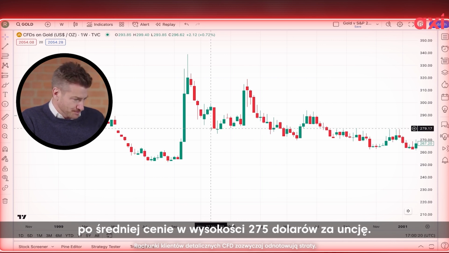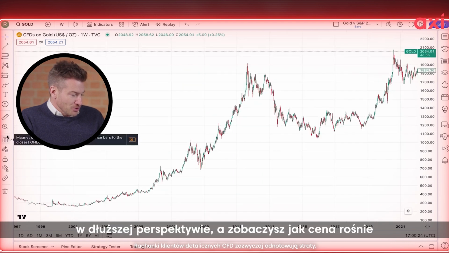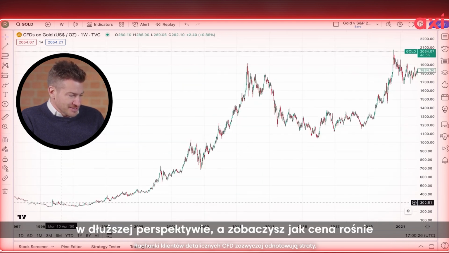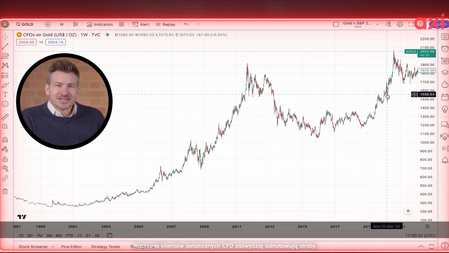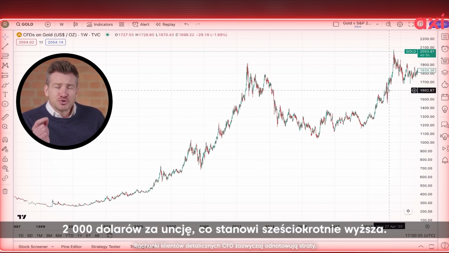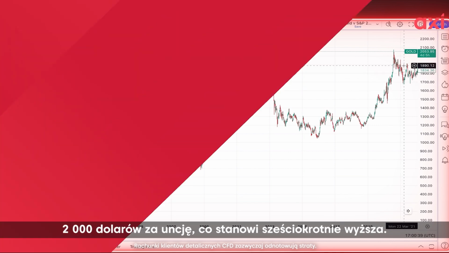$275 an ounce. Let's pan out on the chart over the longer term, and you can see the price moving upwards over the last 20 years to a high of over $2,000 an ounce. That is 7 times higher.